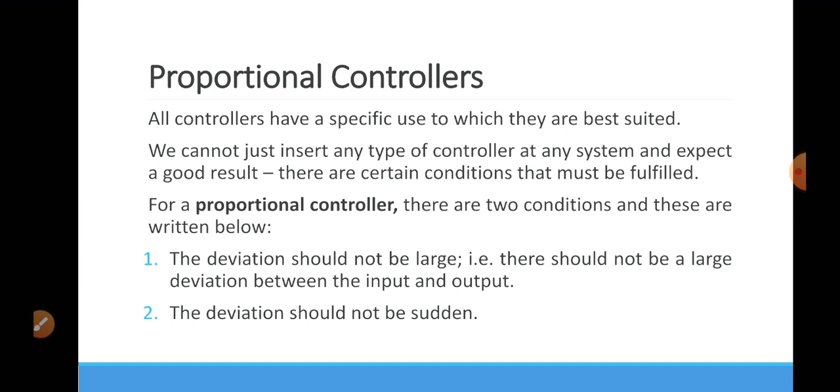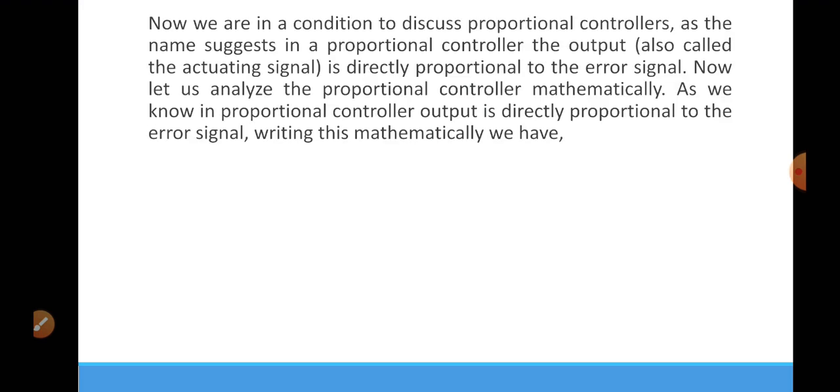The second condition is that the deviation should not be sudden. So as soon as you start the system, or at any time, if the deviation shifts by a large number, it is also not possible. If the deviation is sudden, it is also not possible for this proportional controller. So we have to keep these two conditions in mind, and we have to use the proportional controller by considering these two conditions. Now let us go ahead.